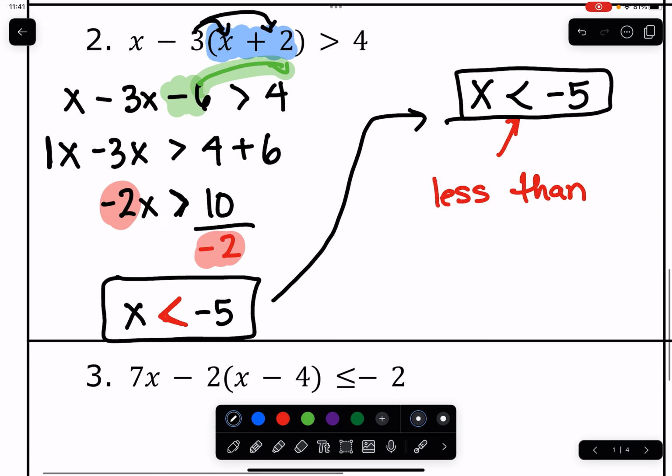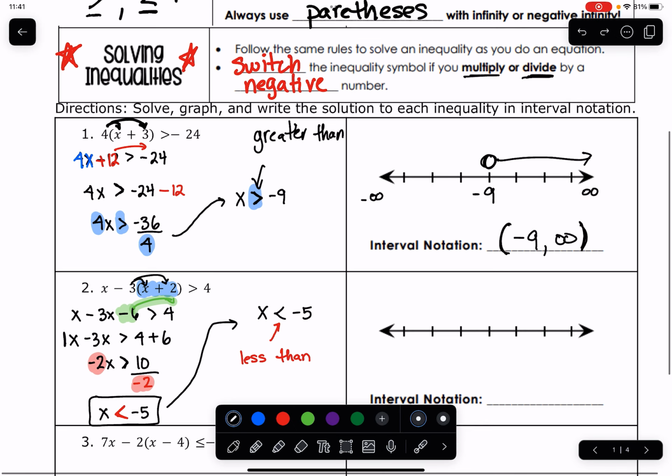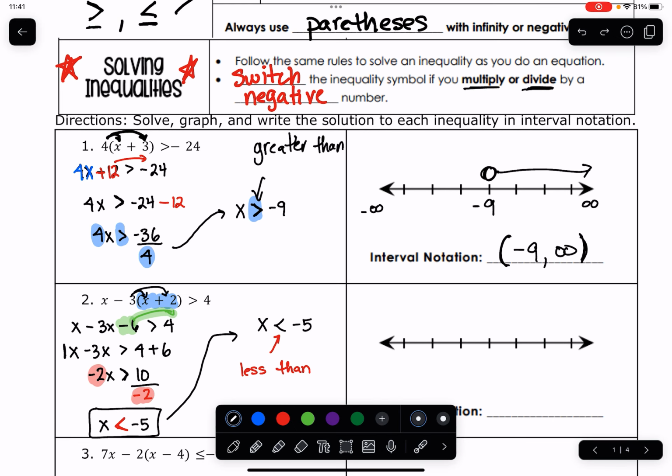And again, the reason that this happened is because we are dividing again by a negative. So we have to switch the inequality from greater than to less than because we are dividing by a negative.